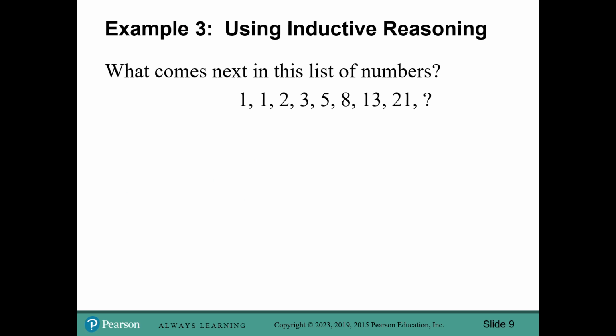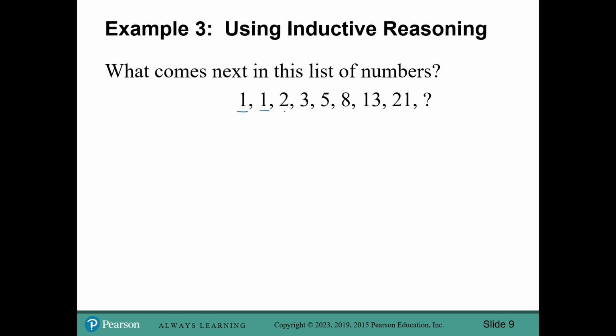What comes next in this list of numbers? We've got 1, 1, 2, 3, 5, 8, 13, 21. Now this is even more complex than the last, right? Because here we didn't add anything to get from the first number to the second number. It is literally the same thing.